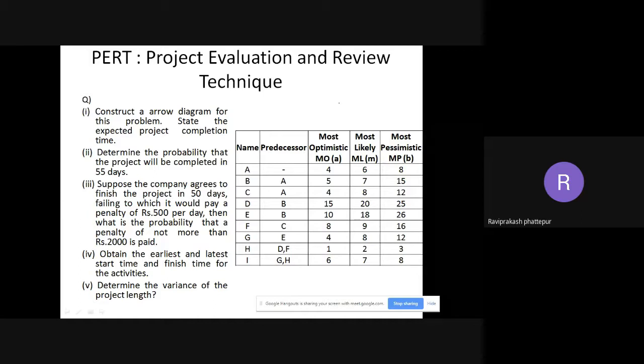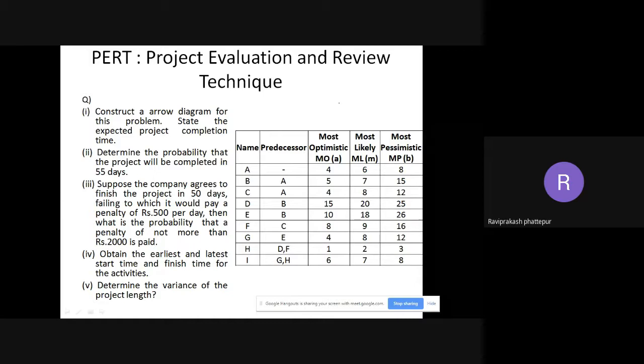If you see the table here, when we compare this particular table with the CPM table, there you had only the activity, the predecessor, and the time taken. Here in this case you are having three times. Three timings they have given. They have mentioned here 500 per day. Whatever numbers you can see in this table are in terms of days: 4 days, 6 days, 8 days. So here we are having three durations given for each activity.